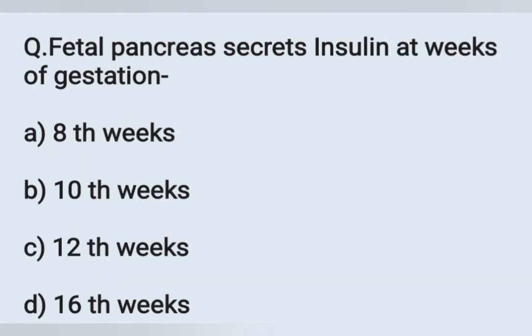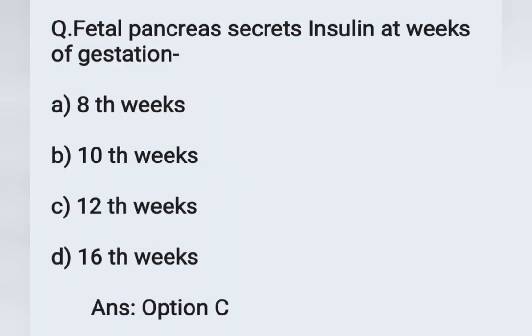Fetal pancreas secretes insulin at which week of gestation? Options: option A 8th week, option B 10th week, option C 12th week, option D 16th week. So the fetal pancreas secretes insulin at 12th week of gestation. Option C is the correct answer.